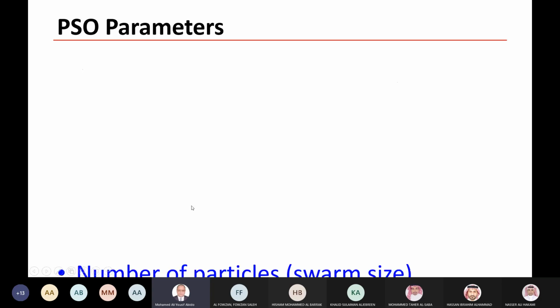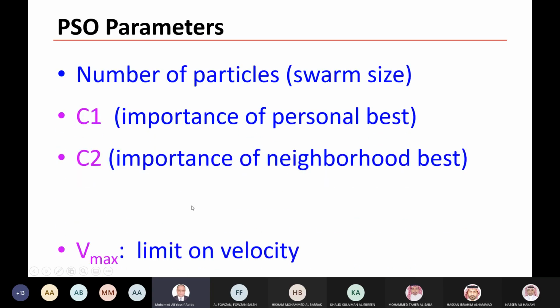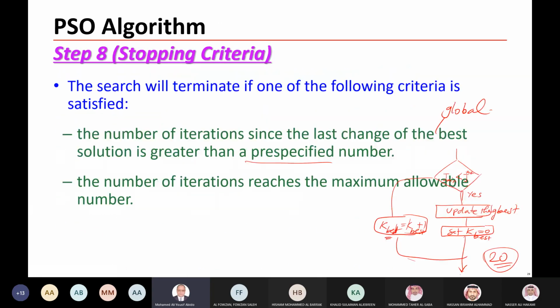So these are the steps of the particle swarm. Do you have any question? Yes, I have a question. Yes, please, go ahead.